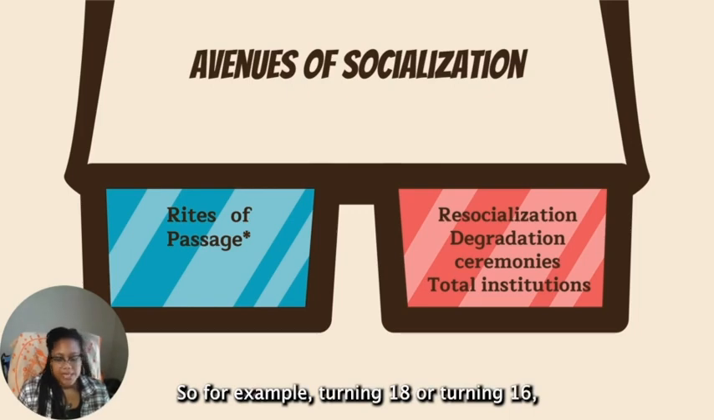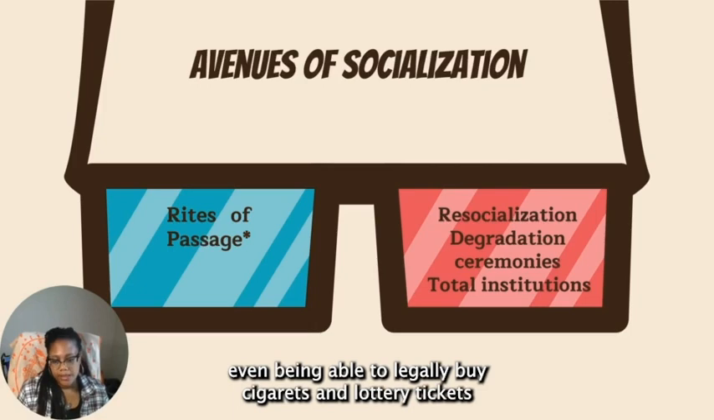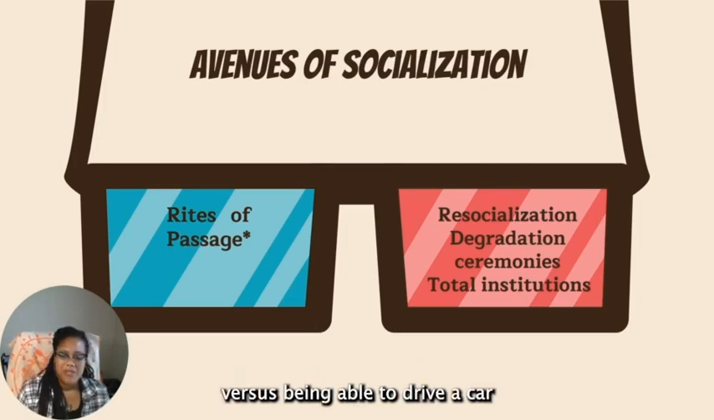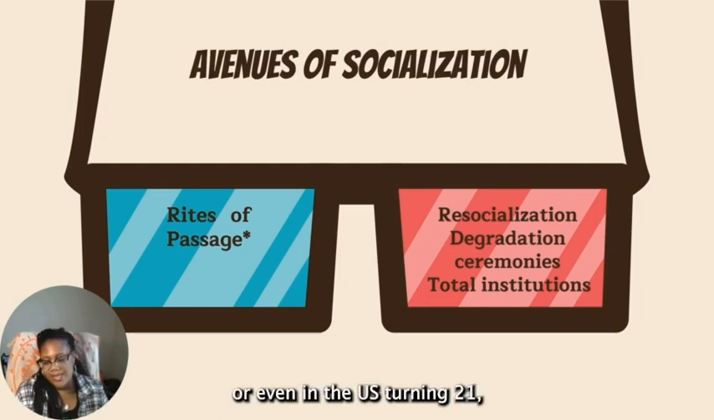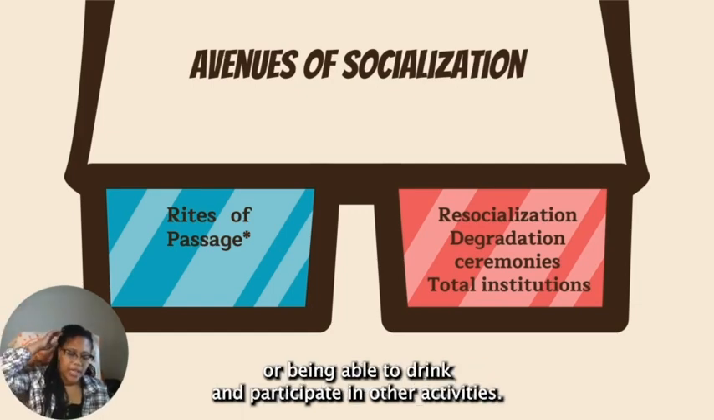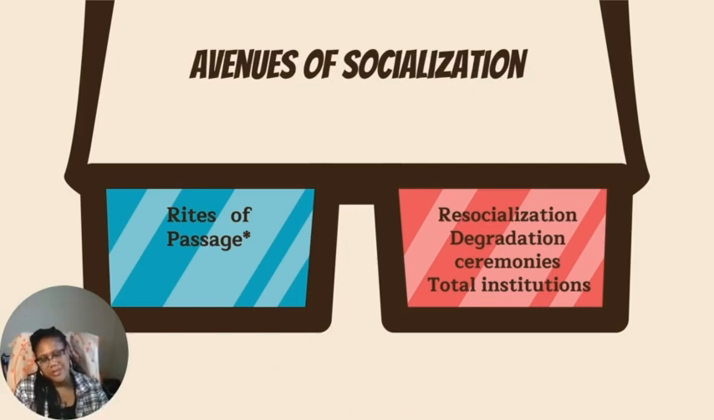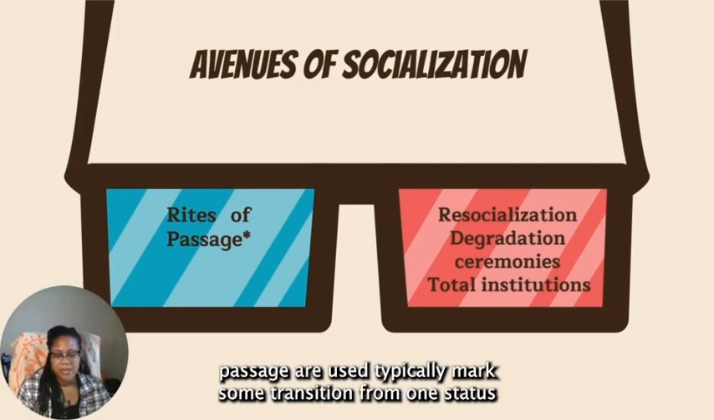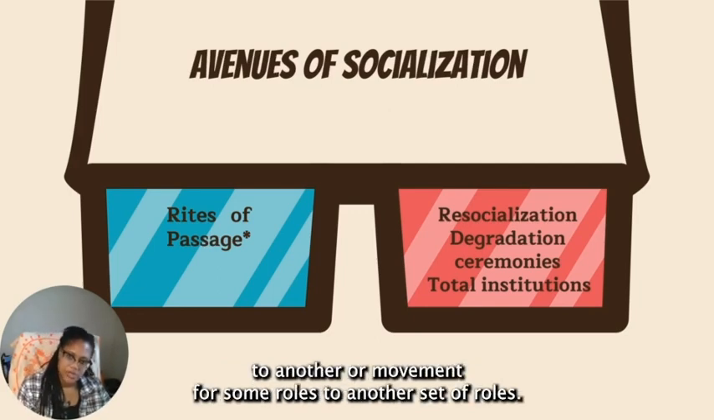So, for example, turning 18 or turning 16, even being able to legally buy cigarettes and lottery tickets versus being able to drive a car, or even in the US, turning 21, which is usually the legal age of complete adulthood, or being able to drink and participate in other activities. And so, yeah, rites of passage are used to typically mark some transition from one status to another, or movement for some roles to another set of roles.